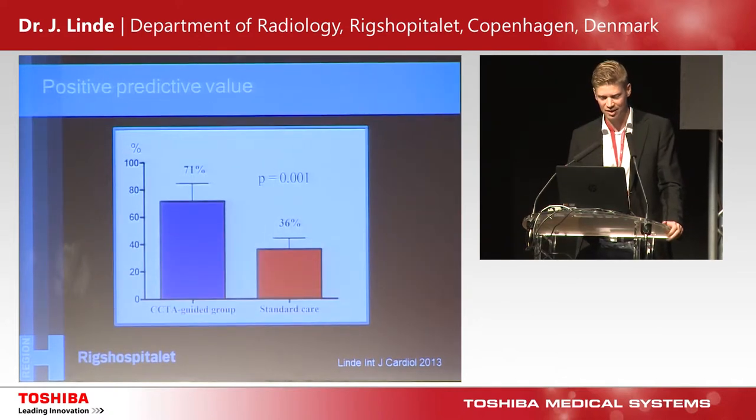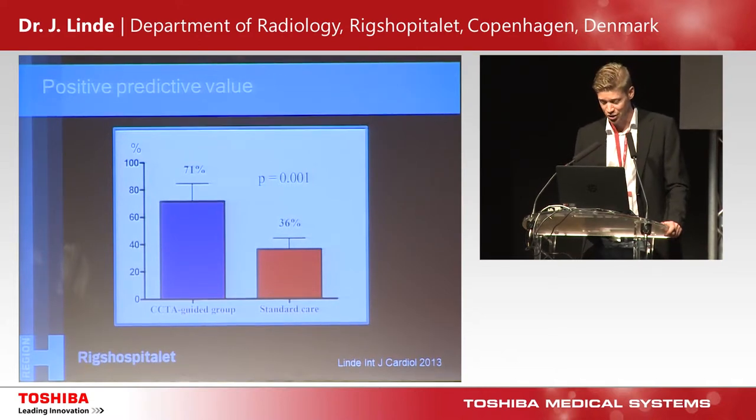So among the patients that were referred for invasive coronary angiography, the positive predictive value was 71% for CT compared to 36% for standard care. So it turns out that it might be a good idea to have anatomical information in these patients. However, we would like this number to be 100% and not 71%, so why is it not 100?